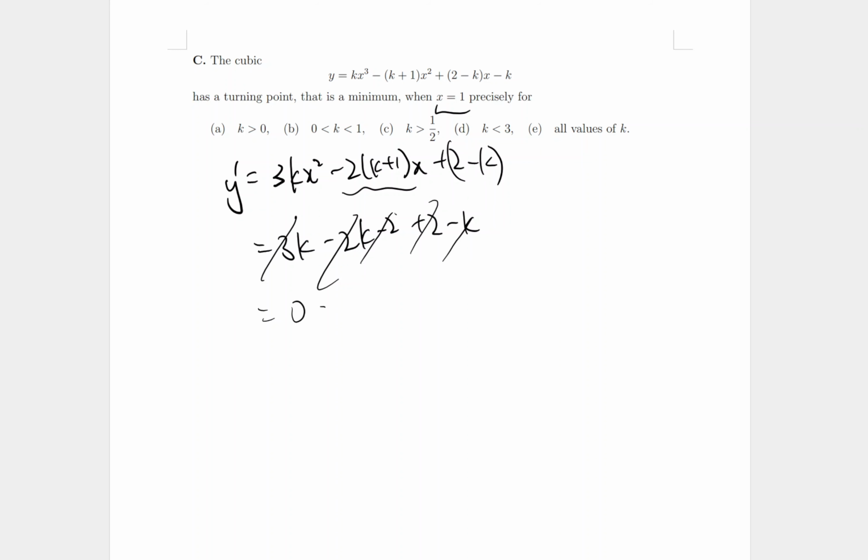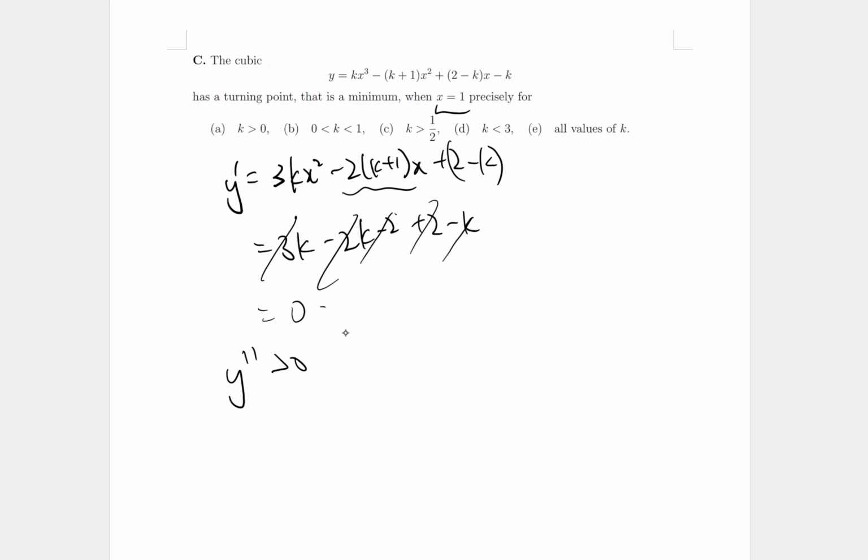So how do we check that as a minimum? Well, we do the second derivative, right? And it has to be greater than 0, right? So remember, minimum is greater than 0. It's quite tricky, quite counterintuitive, how minimum is actually greater than 0. So y double prime, what is y double prime?